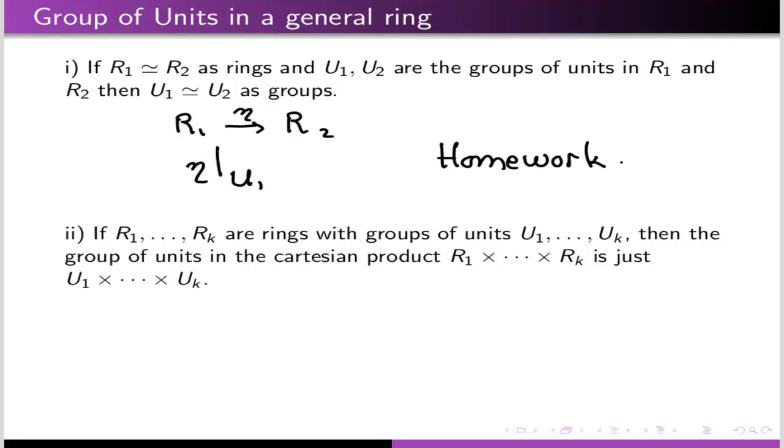The second fact we need is that if you're looking at a Cartesian product of rings, then the group of units in the Cartesian product is just the Cartesian product of the group of units in the individual component rings. And again, I'll leave that as a homework problem for you to work out the details.